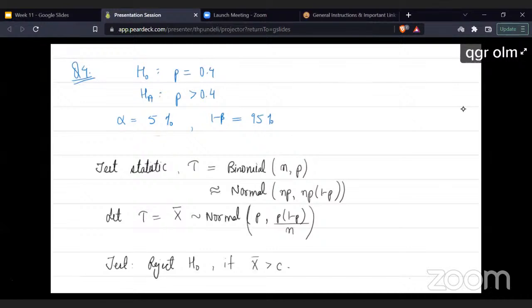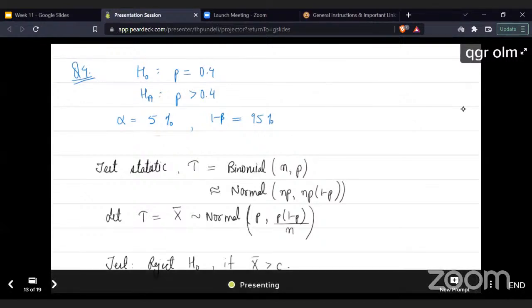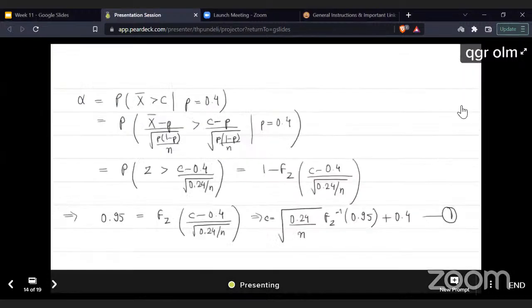Test statistic, we can define it as T to be binomial n, p, and if we approximate it to normal, it will become normal n p, comma n p times 1 minus p. And if we take our test statistic to be X bar, it becomes normal with mean p and variance p times 1 minus p by n. Now the test says reject H naught if X bar is greater than C. To find n, since you know the significance level, we are using the formula, right? And we are getting this expression at the end for critical value. So C is coming out to be square root of 0.24 by n, times phi inverse of 0.95, plus 0.4.